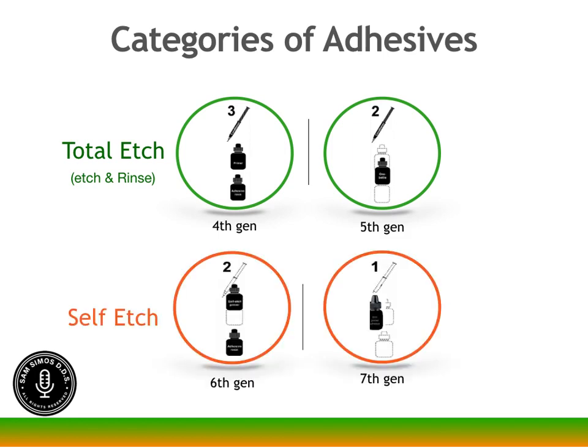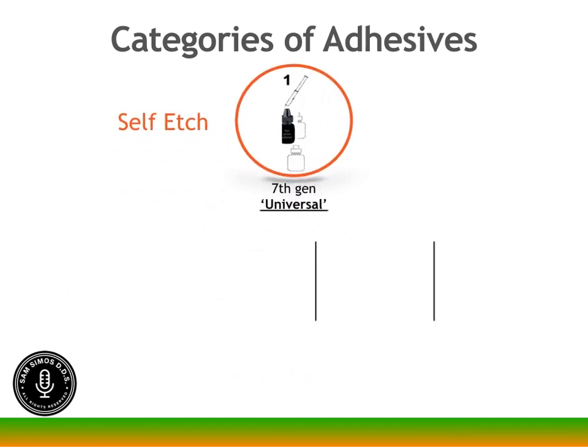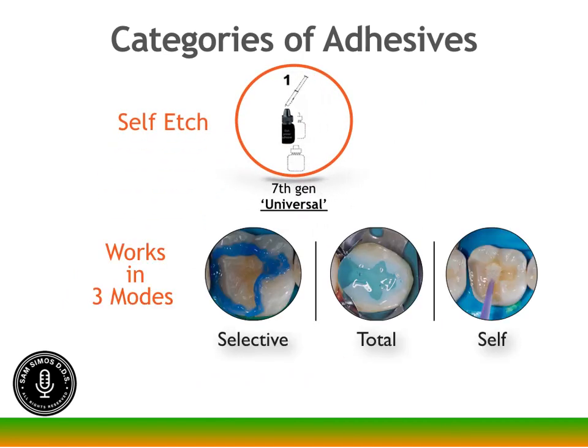The self-etch category of adhesive also has two different categories of adhesive. The two-part system where the etch is incorporated into the adhesive. Some people call this a sixth generation. And then you have a seventh generation where the etch, the primer, and the adhesive are all in one bottle. Now, the nice thing about the seventh generation is that there's also a universal category.